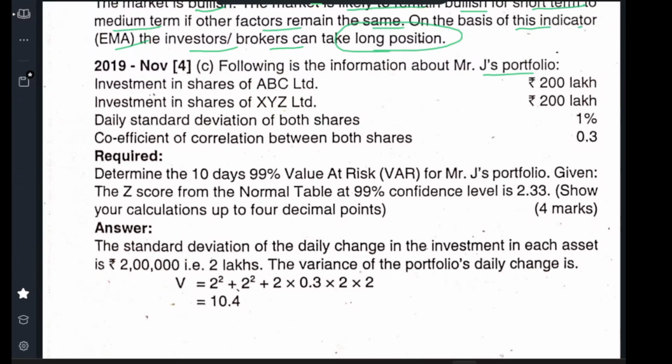Following is the information of Mr. J's portfolio: investment in ABC 200 lakhs, investment in XYZ 200 lakhs. Daily standard deviation is 1%. Coefficient of correlation between the two shares is 0.3. We require the 10-day risk. Z score of 2.33 for a normal table at 99% confidence. Show the calculation to 4 decimals.